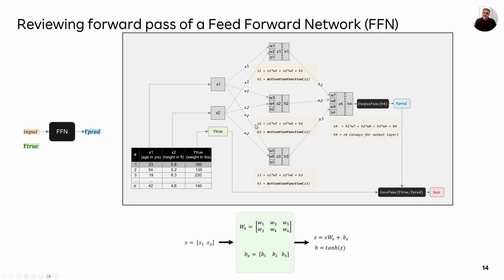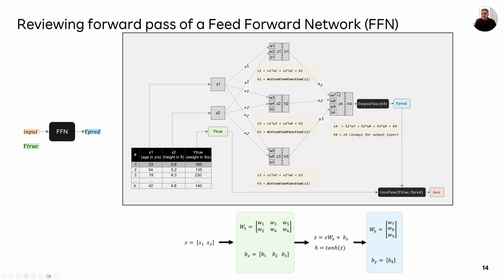Essentially, you're activating the signal strength from each of these neurons at this layer and sending it to the next layer. Here I'm using hyperbolic tangent, or tanh, as an activation function. You take the logit, pass it through the activation function, and you get this value h. Now this h is the activated signal that's going from this layer to the next layer.